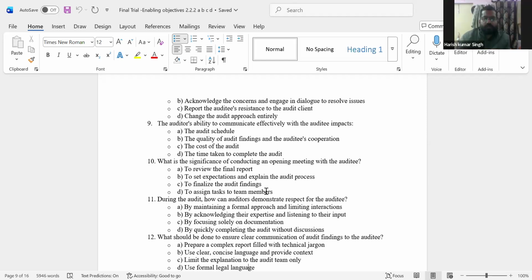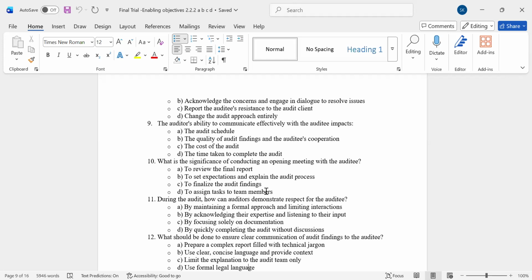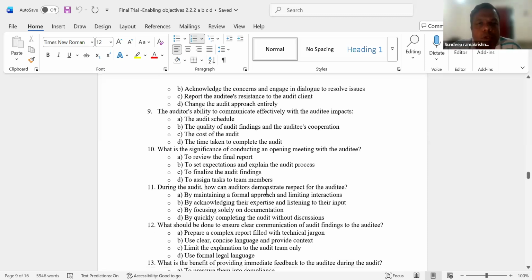Tenth. What is the significance of conducting an opening meeting with the auditee? A. To review the final report. B. To set expectations and explain the audit process. C. To finalize the audit findings. D. To assign tasks to team members. So B, sir, to set expectations and explain the audit process. Very good. Right answer, Harish. Srikanth, are you available? Do you agree with the answer? Yes, sir. Here only, sir. I'm just listening to the answers. Right, okay.